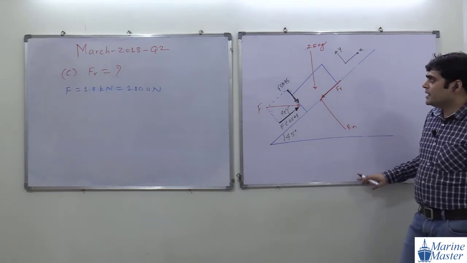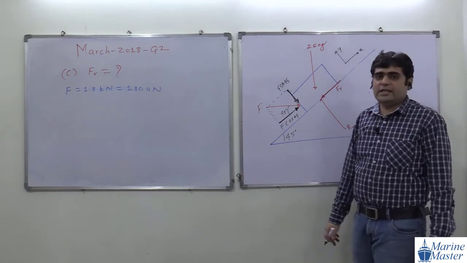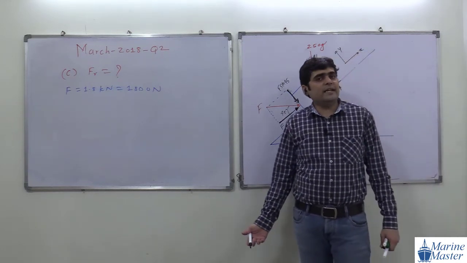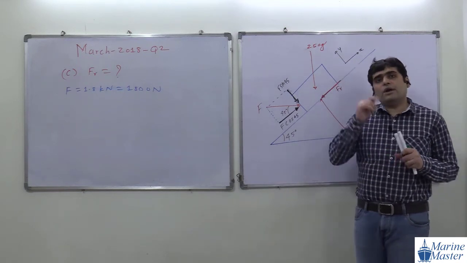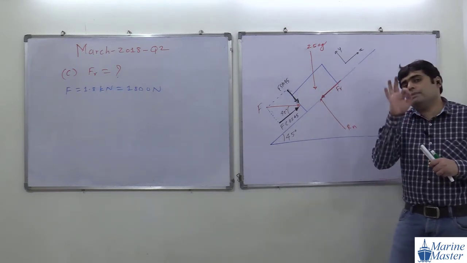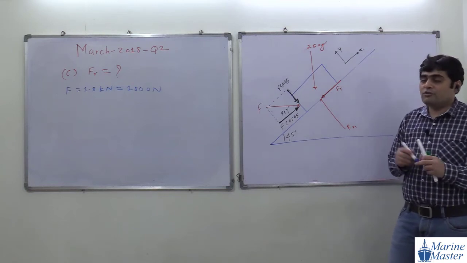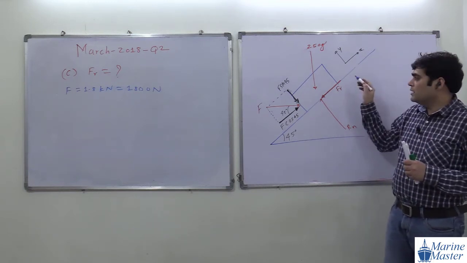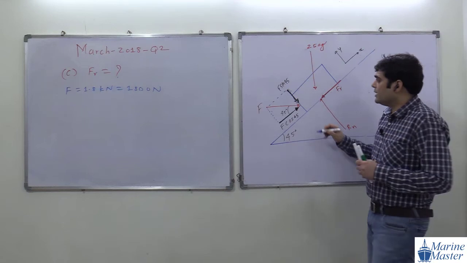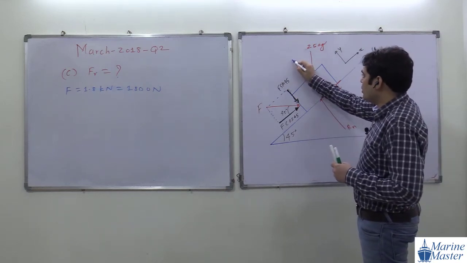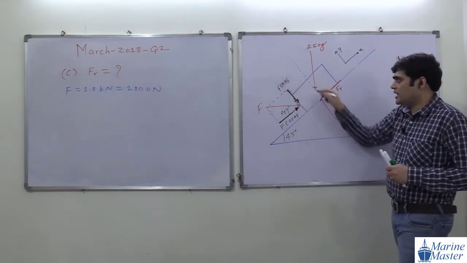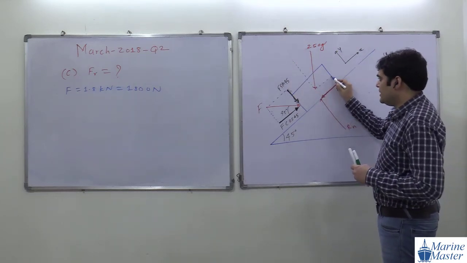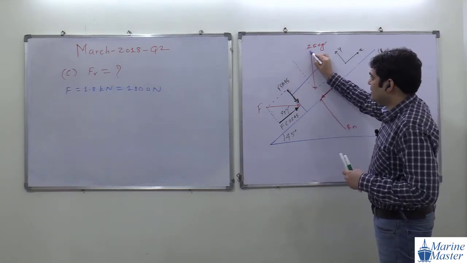Next, 250g is also not in the x direction, neither in x nor in y. So in such a scenario, we have to make components. One is perpendicular to the plane and another is parallel to the plane. For that purpose, I draw one dotted line perpendicular to the plane, and another parallel to the plane. We are going to form a rectangle.